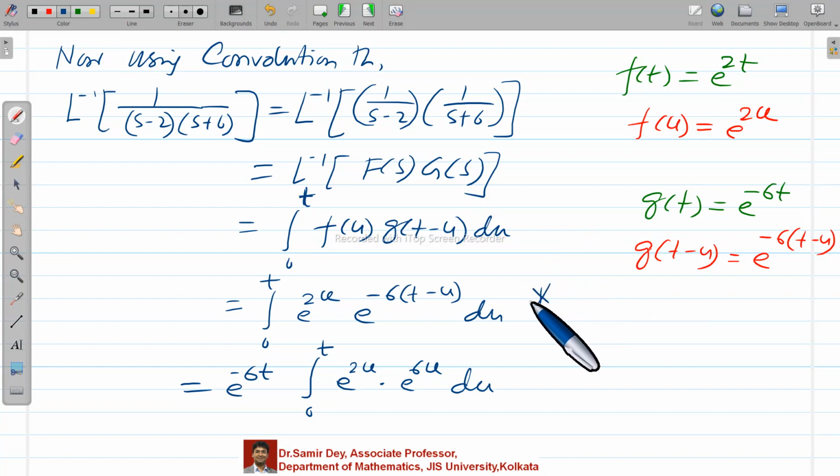The main part is to substitute the value of f of u and g of t minus u. f of t is equal to this, f of u is equal to e to the power 2u. g of t is equal to this; for g of t minus u, all t should be replaced by t minus u, as already mentioned here. Now you substitute. So here e to the power minus 6t is a constant, you take it outside. Which one is left? e to the power 6u. Is it okay? Okay, now come to the next slide.